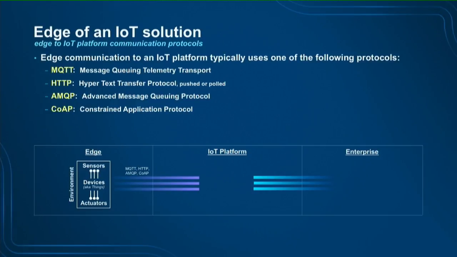HTTP is very common as well, which we're all familiar with. And this can be used as a push to an IoT platform, or it could be used as an endpoint on the device that IoT platforms hit and do something with. And there's a couple other protocols. The Advanced Message Queuing Protocol is kind of like a bigger superset of MQTT and has some more advanced capabilities. And then CoAP is more of a constrained protocol for devices that are really limited in their network ability.